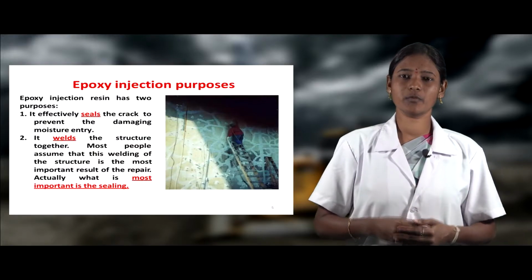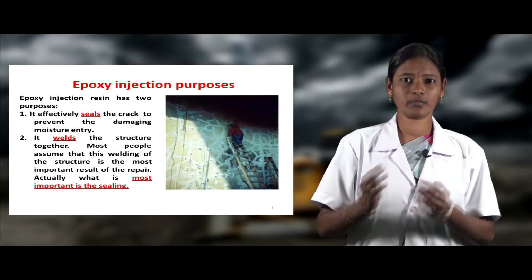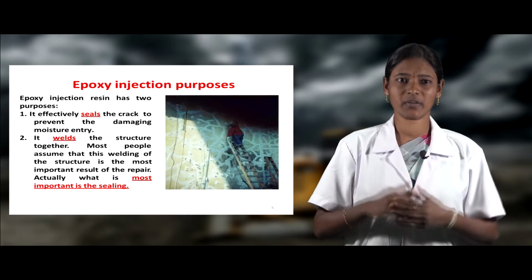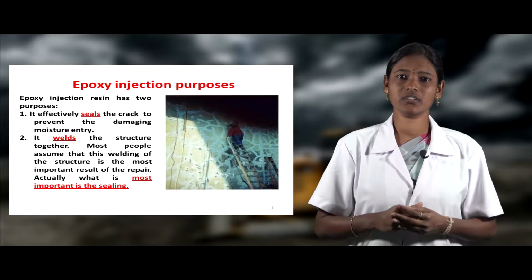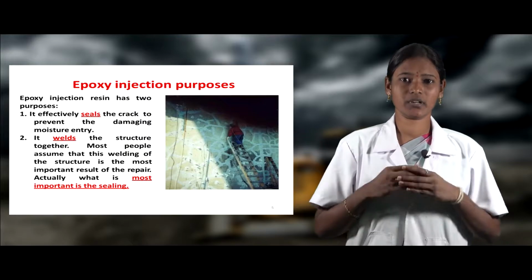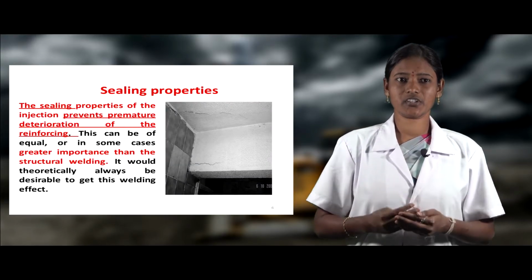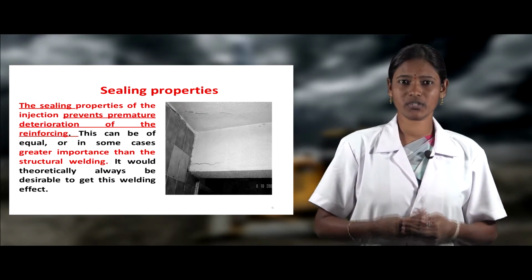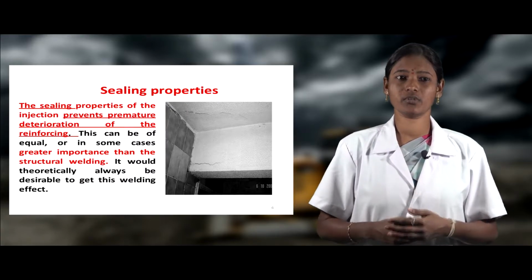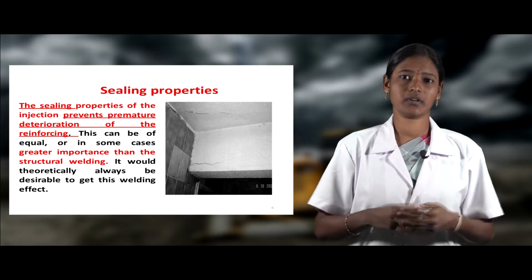Next we are going to see the purpose of epoxy injection resin. The purpose is mainly to seal and weld the cracks in the structure. It effectively seals the cracks to prevent damaging moisture entry. Next, it welds the structure together. Most people assume that welding is far better than sealing, but sealing is more important than welding. Sealing prevents premature deterioration and protects the reinforcing steel. This can be equal to, or sometimes of greater importance than, the structural welding. So it should be considered that sealing is far better than welding.